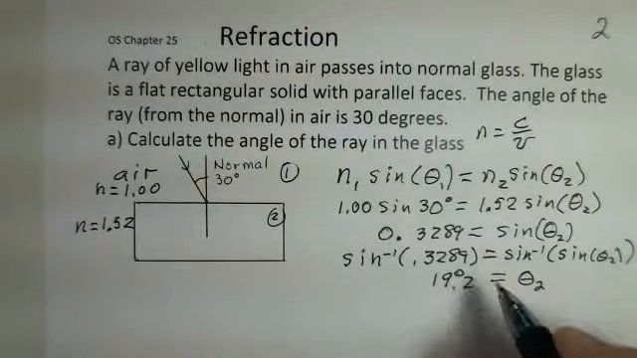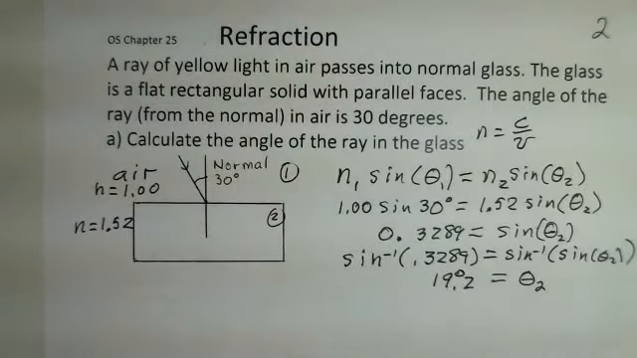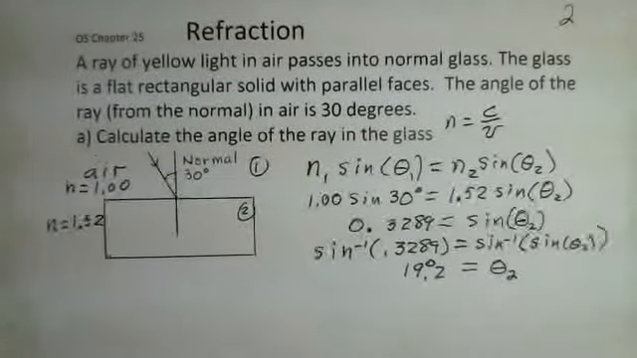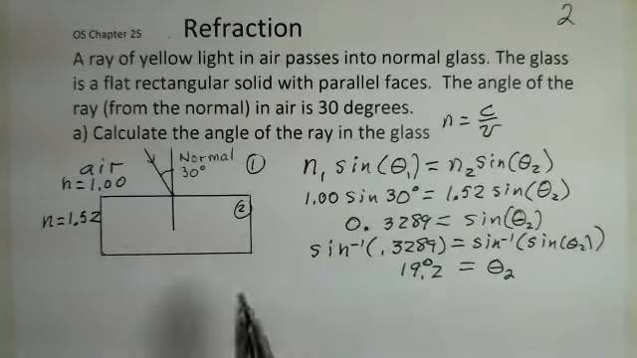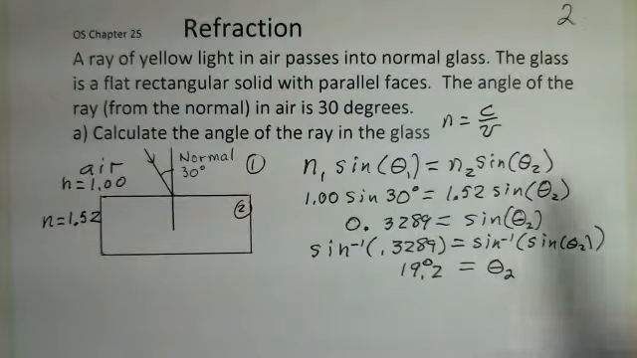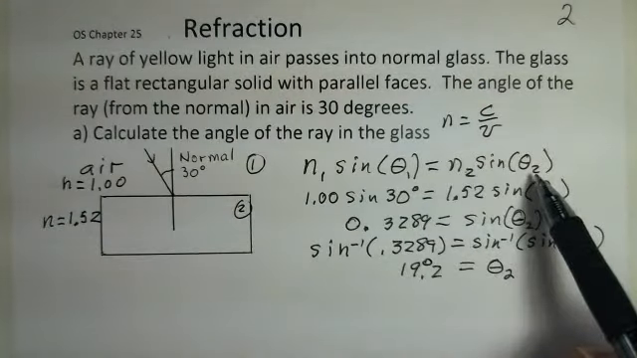19.2 degrees. So I need a ray inside the glass drawn at 19.2 degrees. And this is a reasonable result. We always try to think if it's reasonable or not. The glass is a denser optical medium. Index of refraction is higher. In those situations, the theta needs to be smaller.